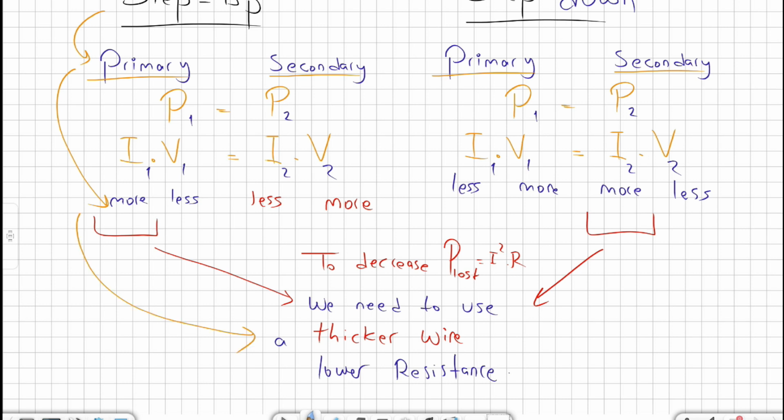So a thicker wire is used in the primary of a step-up transformer, and in the step-down transformer, the secondary coil has more current. So we need to use a thicker wire in the secondary coil of a step-down transformer to decrease power loss. The last topic is energy transfer.